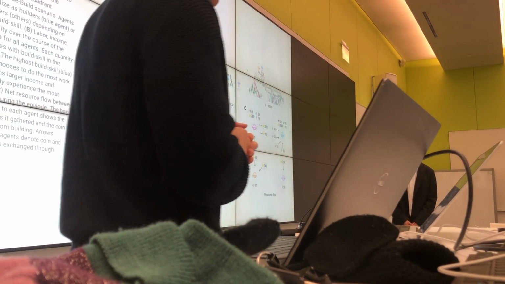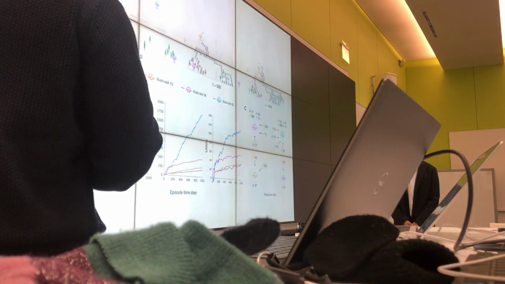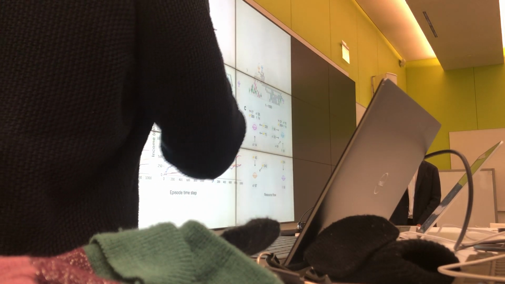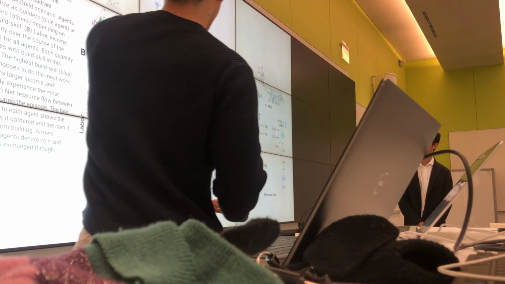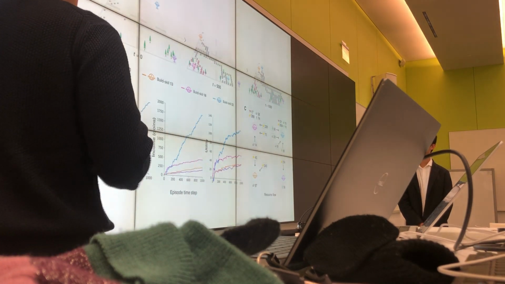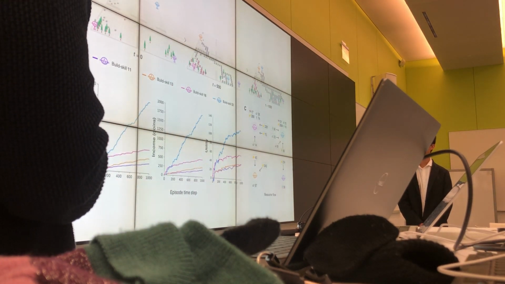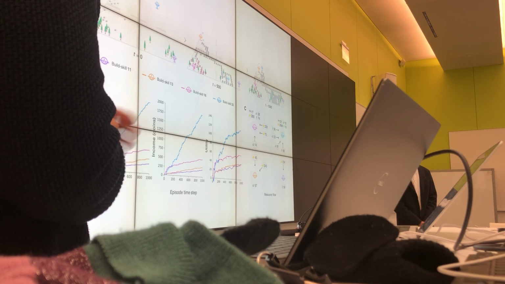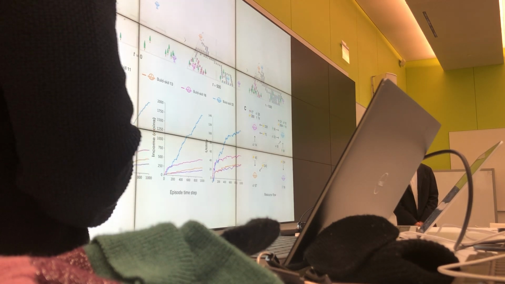So looking at emergent behavior, the most interesting bits of this plot are this middle one and this bottom right. The middle shows how much labor an agent takes, over cumulative labor across a number of episodes. You can see their build skills are colored, and we very clearly see that high build skill agents heavily invest more into labor and generate most of their income through labor.